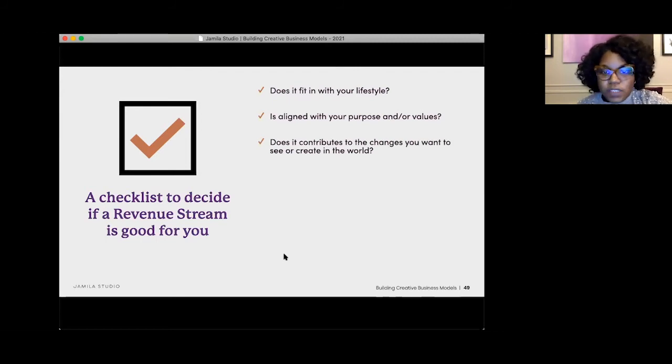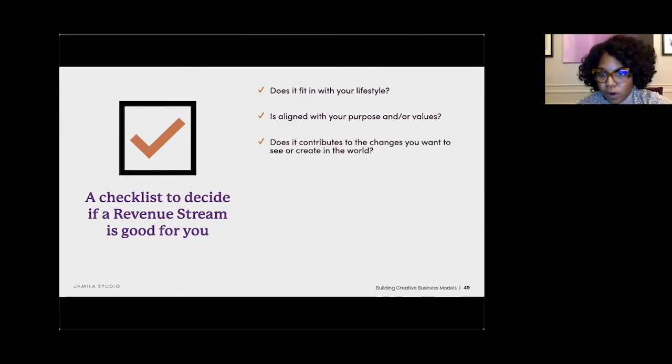Does it contribute to the changes you want to see or create in the world? Some people do sliding scale payments, so they can make things accessible for more people. I use that with some of my coaching clients. There are some people who can pay me a lot more money, and that can help me fund opportunities where people can't pay a lot of money.